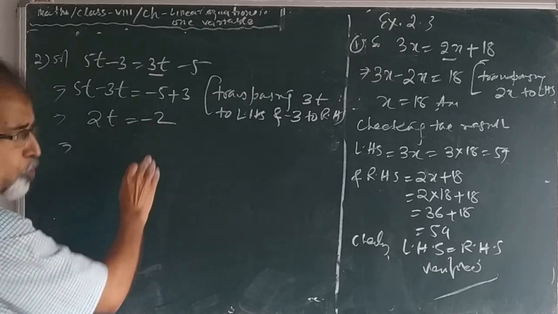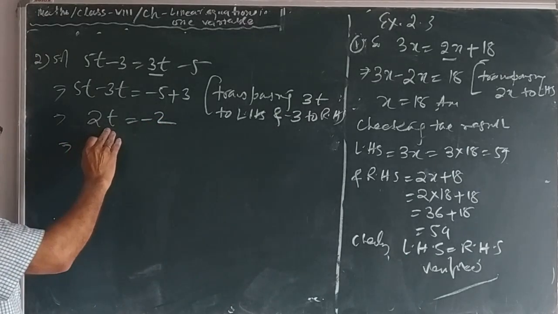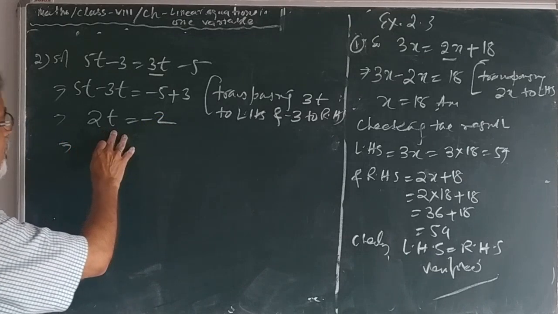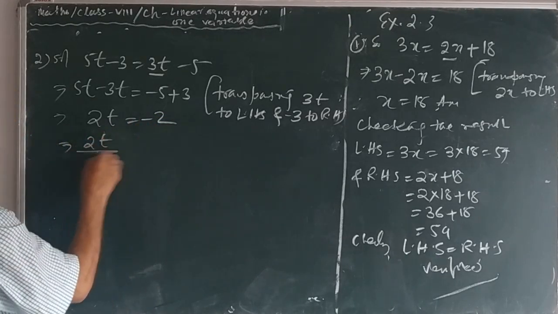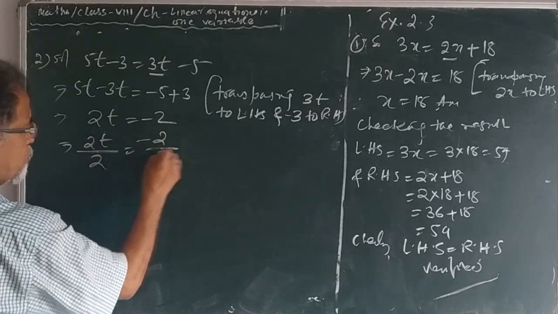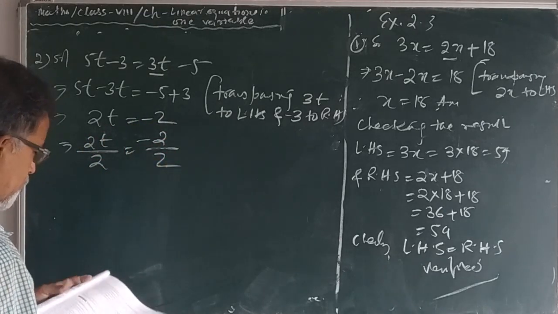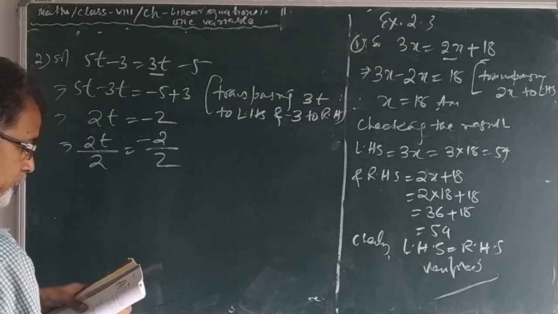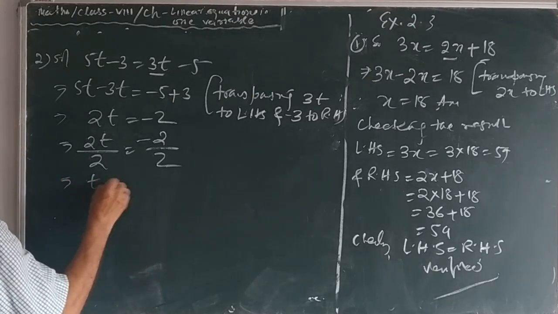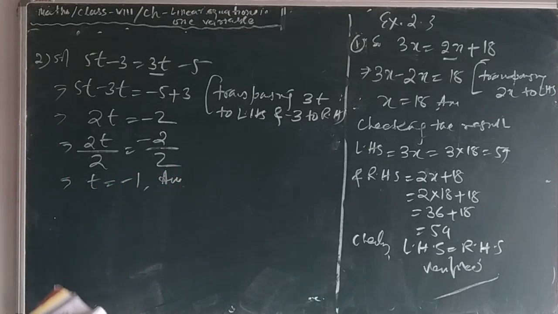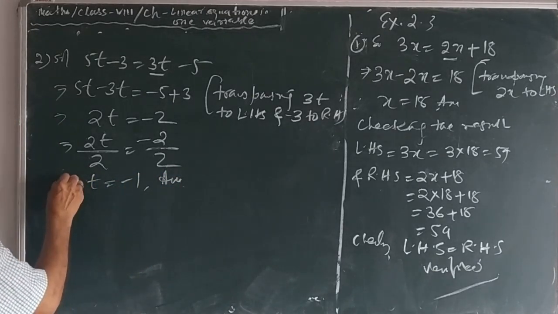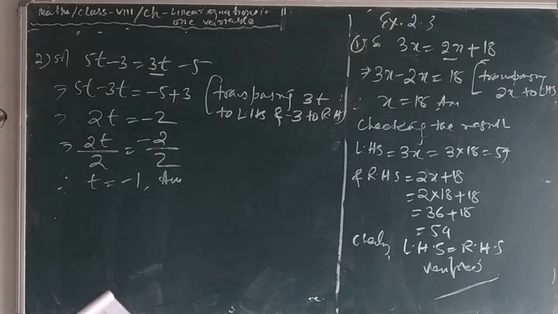Now 2t equal to minus 2. Here we have to find the value of t. That's why we will divide both sides by 2. 2t by 2 equal to minus 2 by 2. This implies t is equal to minus 1, which is the required solution of the equation, and you can check it yourself.